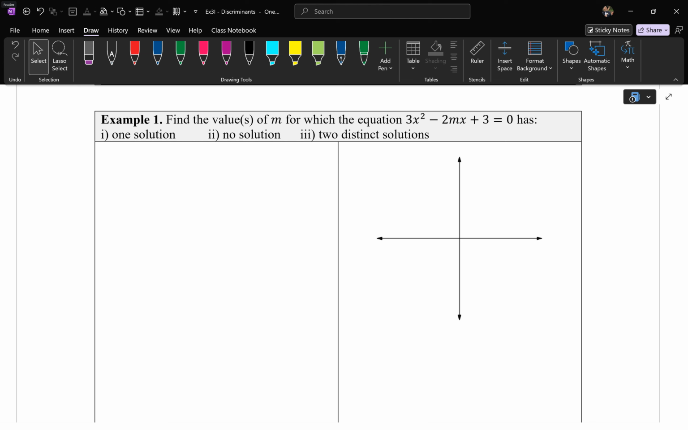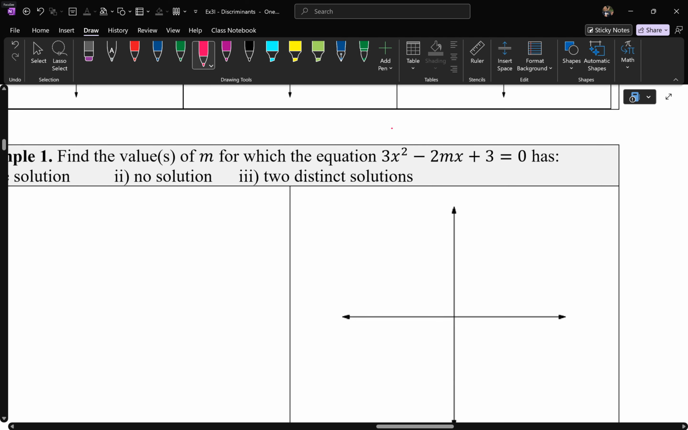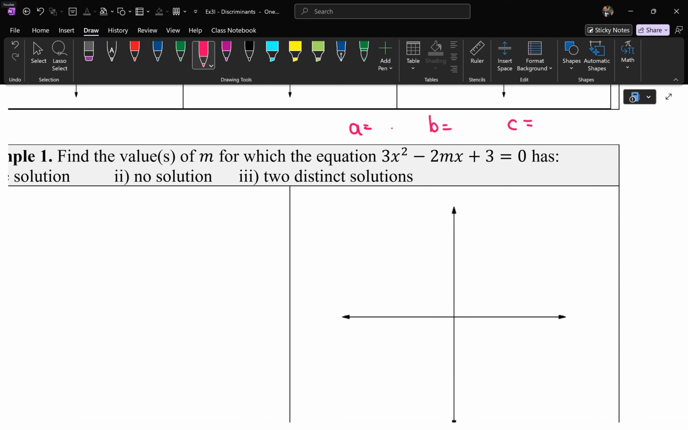Now if I asked you what is my a, b, and c, let's look at it. Let's zoom in a bit. What is my a equal to? What's my b equal to? And what's my c equal to? Let's go with Ben. A equals 3. What do you think b equals? Negative 2m is correct. This is your b. This is the number in front of x. And then your c must be positive 3. Great.